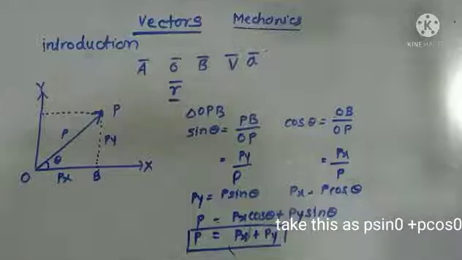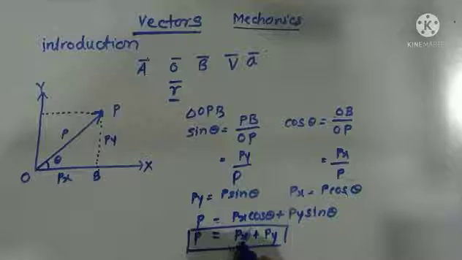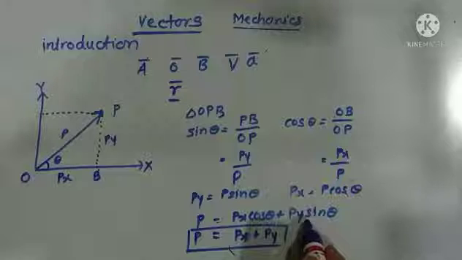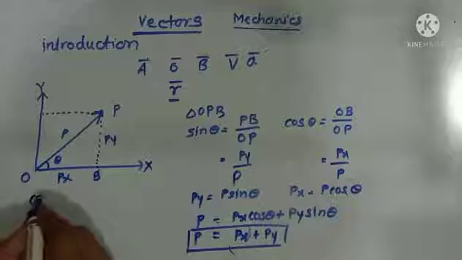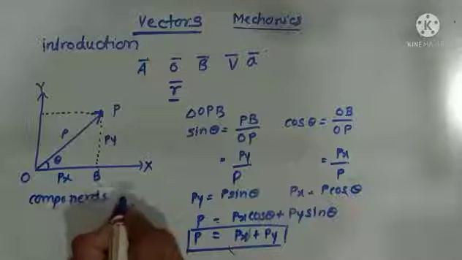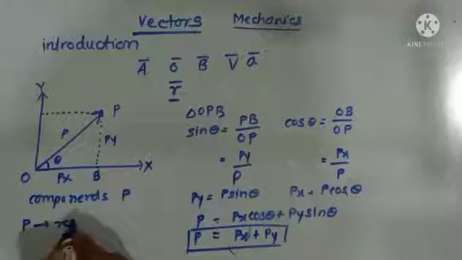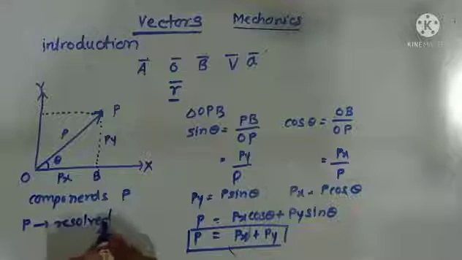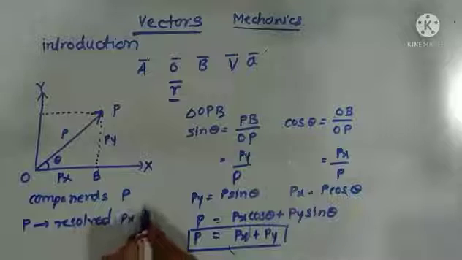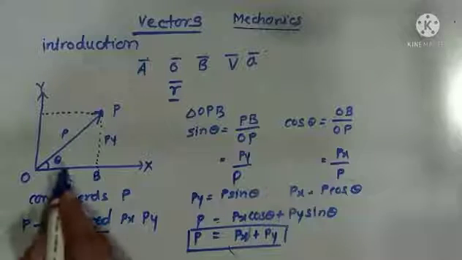So what is the meaning of this actually? It says that if there is a vector P which is making some angle theta with Px, then P cos theta and P sin theta will be the components of the vector P. Or we can also say that this vector P can be resolved into Px and Py. Actually, you have used this concept of resolution. This is called the resolution of vectors.